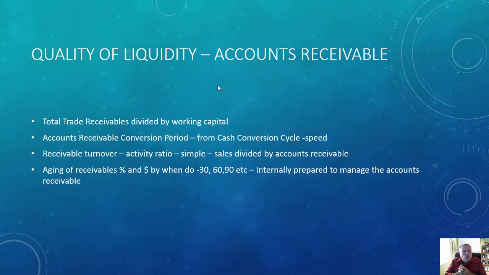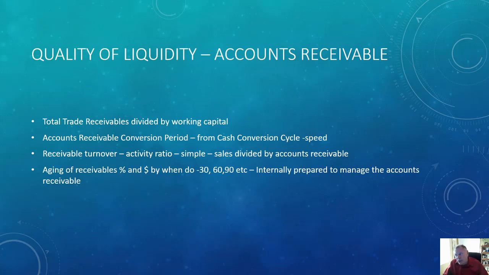We could look at total trade receivables divided by working capital, and the accounts receivable conversion period, which we take right from the cash conversion cycle. We look at the receivable turnover. It's an activity ratio, very simple: sales divided by accounts receivable. How often do they turn over? We look at aging of receivables, by percentage and by dollars, 30, 60, 90 days past due. These are internally prepared. We can't do this as an external observer. We can on the first three. So these are the ratios that are key to understanding that.